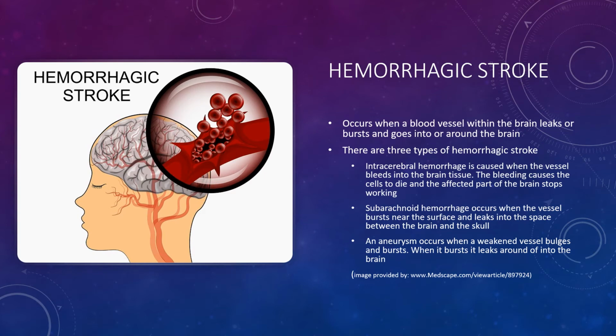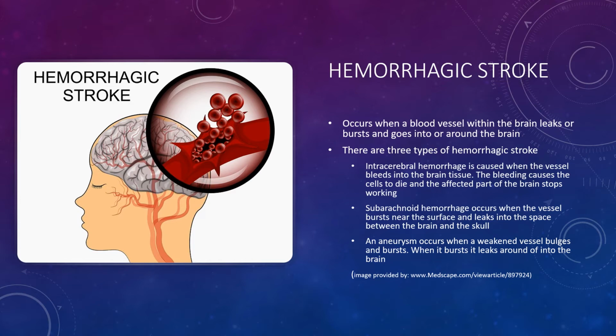Hemorrhagic stroke is another type which occurs when a blood vessel within the brain leaks or bursts and goes into or around the brain. There are three types of hemorrhagic strokes. Intracerebral hemorrhage is caused when the vessel bleeds into the brain tissue. The bleeding causes the cells to die and the affected part of the brain stops working.